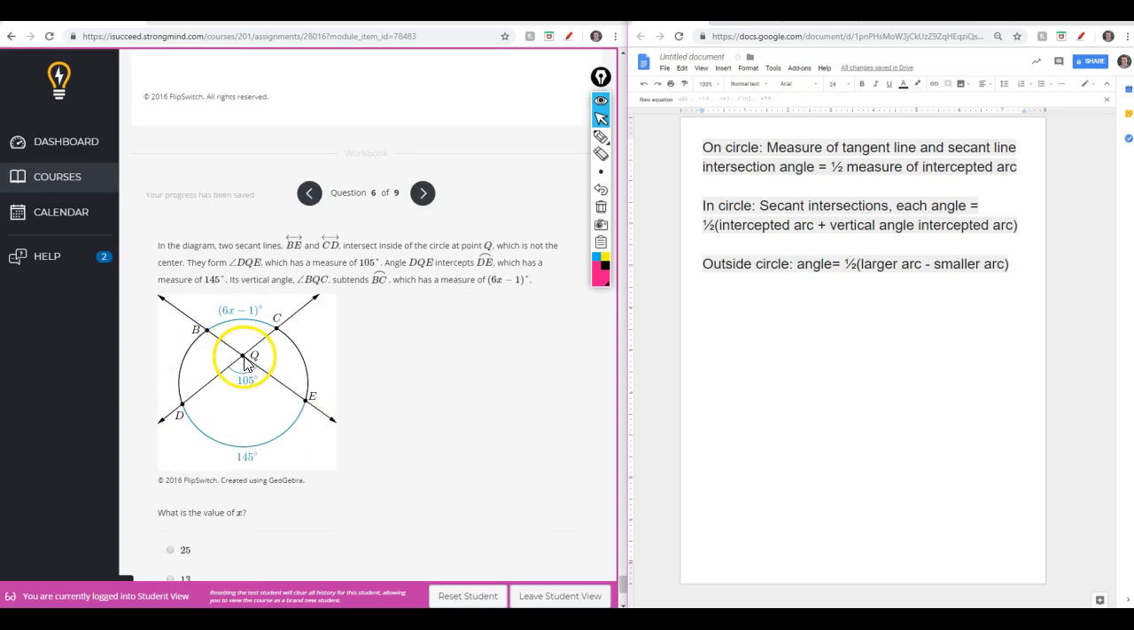Okay, so this is the inside the circle with the secant line intersections. So we know that each angle is equal to half of the value of its sum of intercepted arc plus its vertical intercepted arc. So let's just set this up. We have the angle DQE, so I'm just going to start with that since we do have that angle. So its intercepted arc is arc DE.